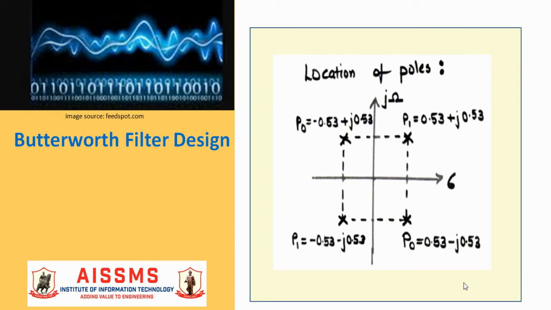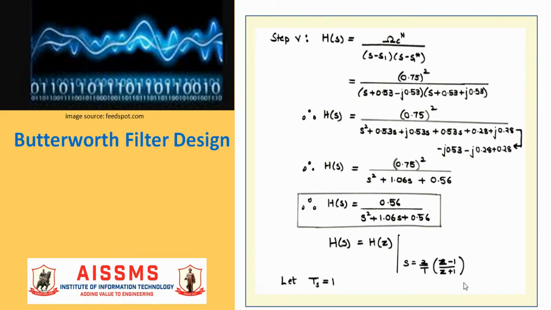Next we have plotted these poles on a pole-zero plot. And we know that for stability, the poles which are on the left hand side of the S-plane should be selected. So we will take only the poles on the left hand side of the imaginary axis for the calculation of H(s). So H(s) is given as Ωc raised to n over (s minus s1) into (s minus s1 conjugate). Substituting the values and simplifying it further, we get H(s) as 0.56 upon s square plus 1.06 s plus 0.56.